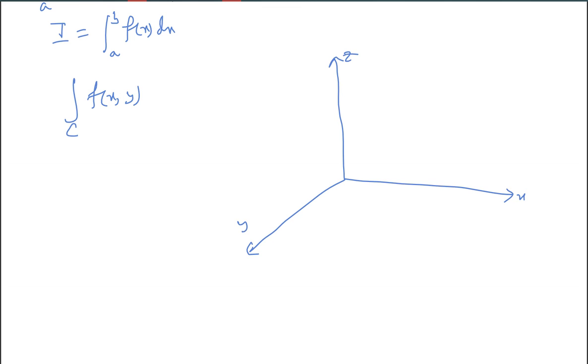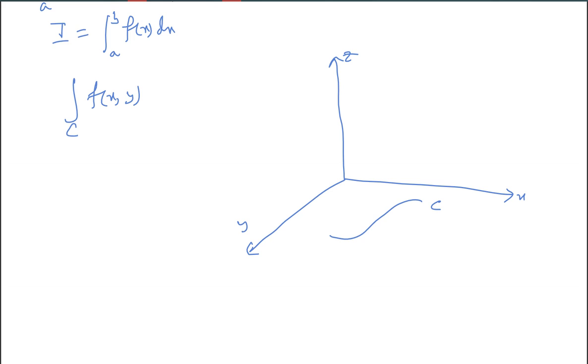Previously we were integrating along this line, x equal to a to b like this, or y equal to a to b, or z equal to a to b. And now we are integrating along a curve. Suppose there is a curve in the xy plane like this, this is the curve C. You have to integrate along this curve, not along the x-axis.